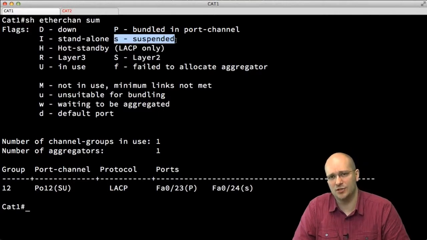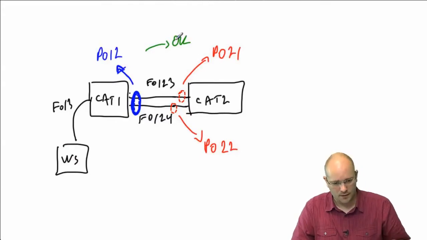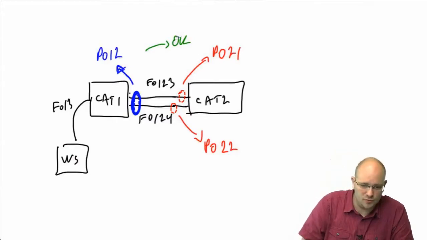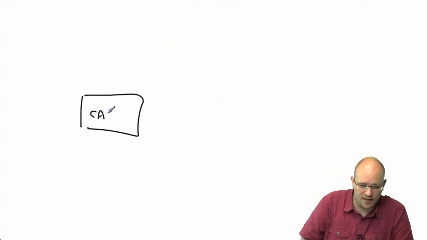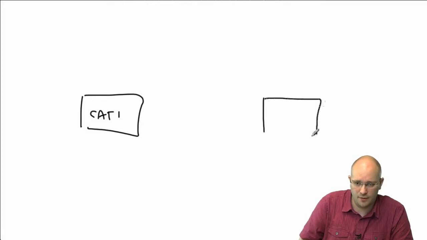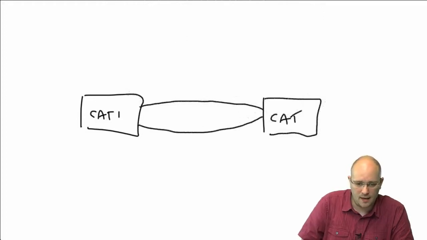Why is it in suspended state? Well, let's take a look. So if I go back to my whiteboard and I give you just a brief example of this. I have Cat1 and I have Cat2. I have two links between them. Cat1 is on this side saying that its own key is 12. On this side, it's saying its key 12.